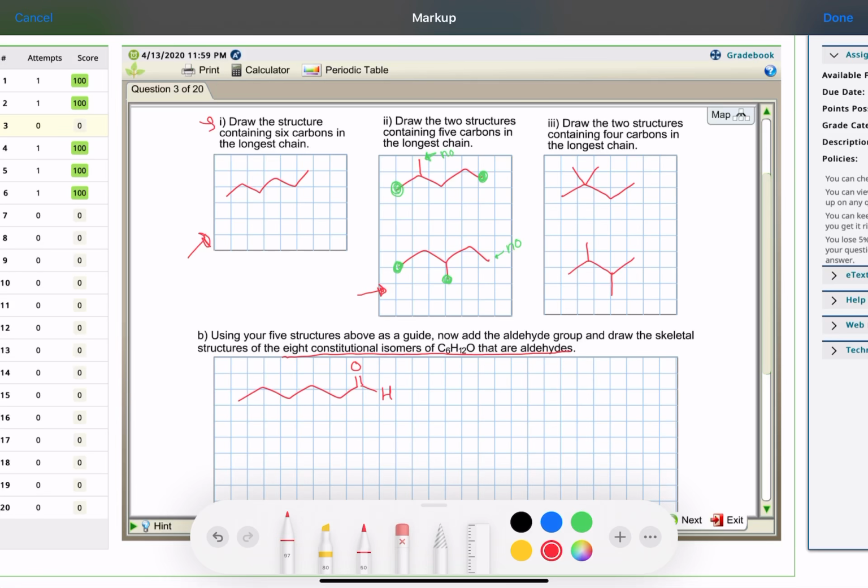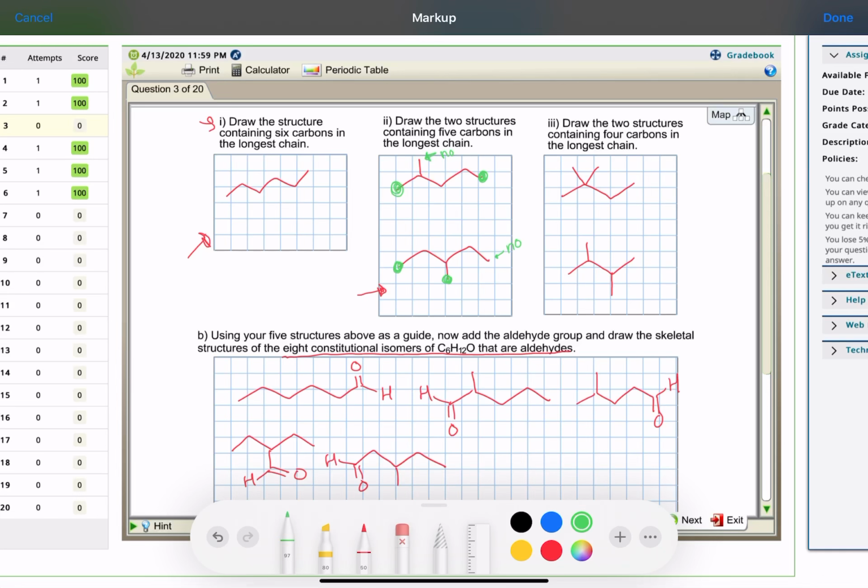So we can get 4 different aldehydes from that particular box. There's one of them. There's another one. There's 3. Number 3, and there is number 4.